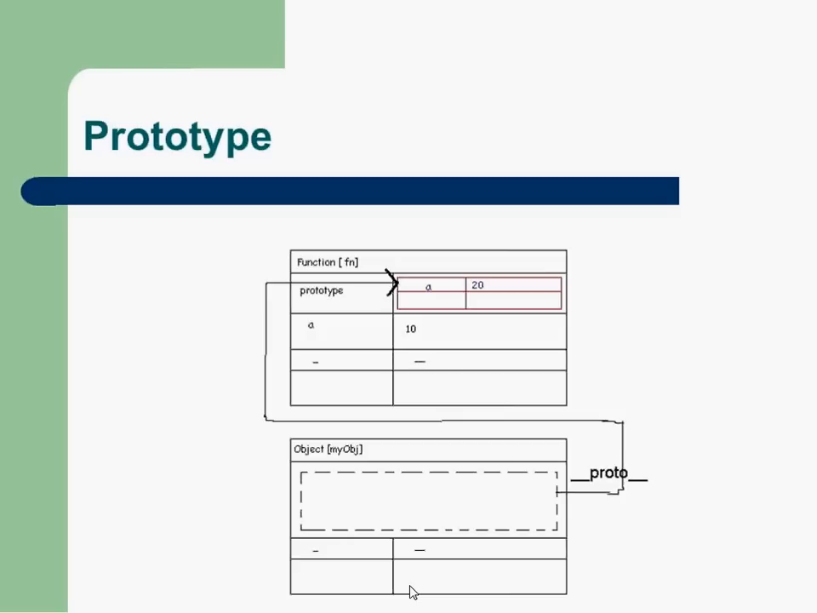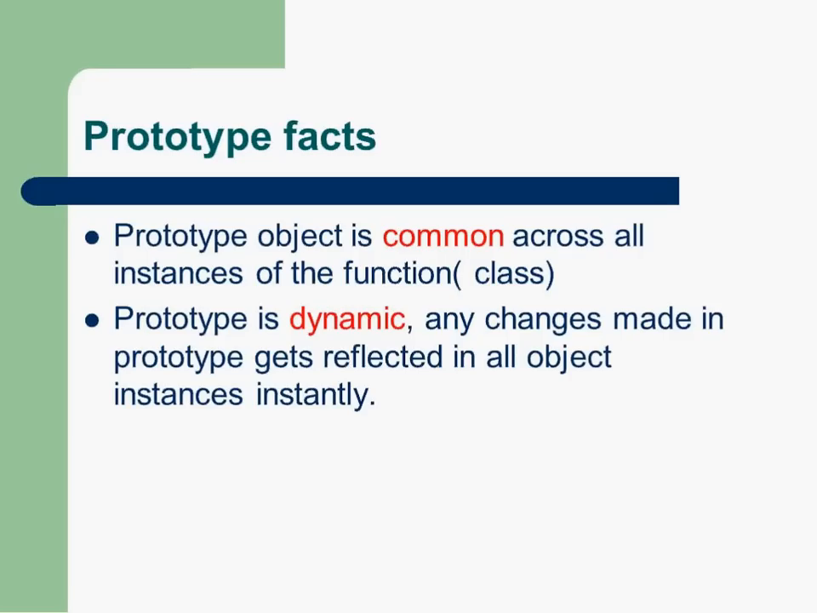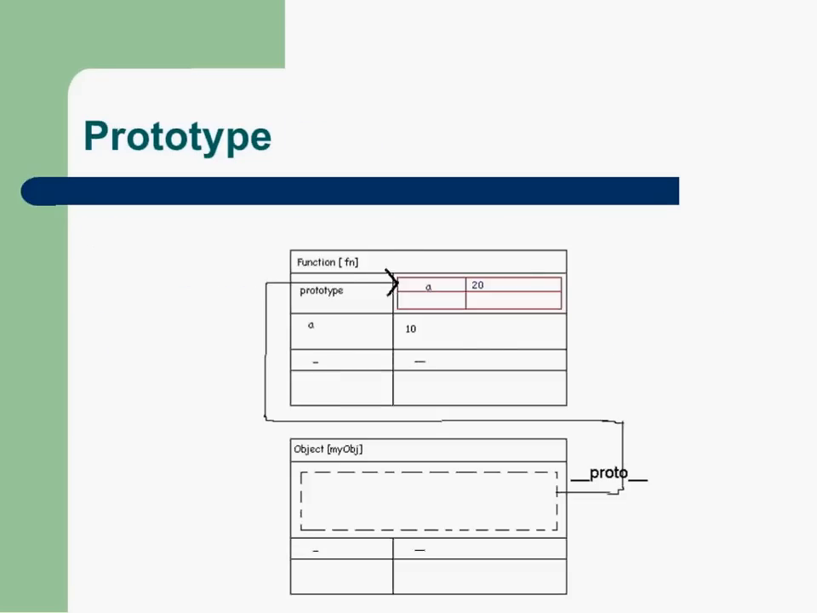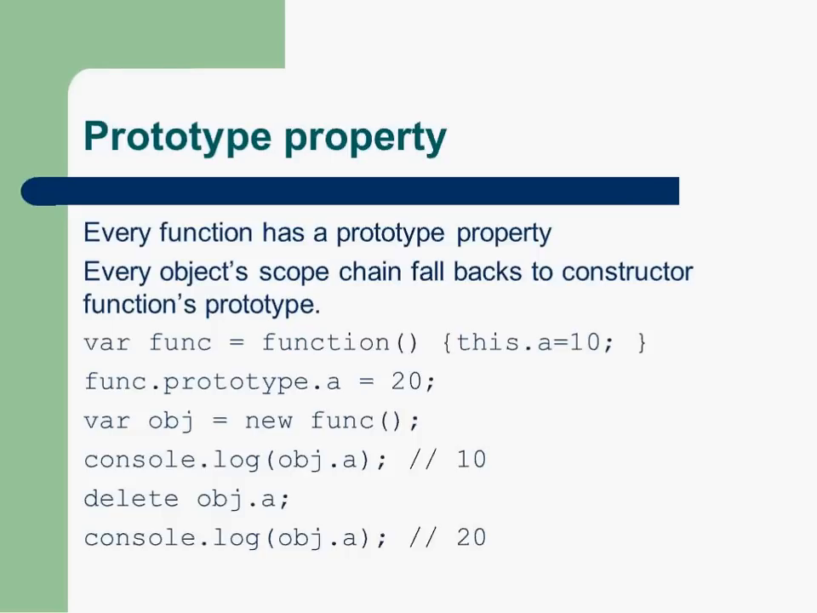What if there's already a property called a inside that object also, like we did in our example? For example, I have already added a dot a. This a is the object's own property. The object's own property always overrides the function's prototype property. So here when we do a console.log, the value is 10, the object's value.